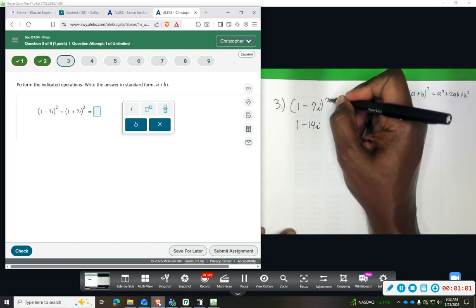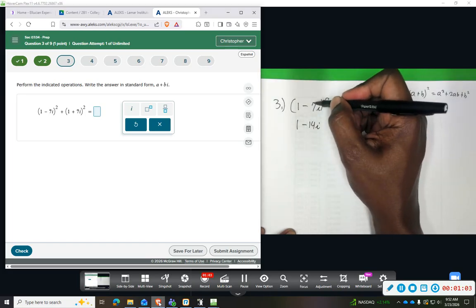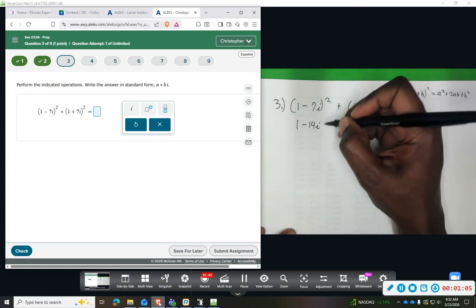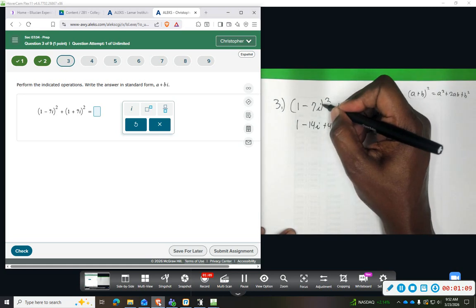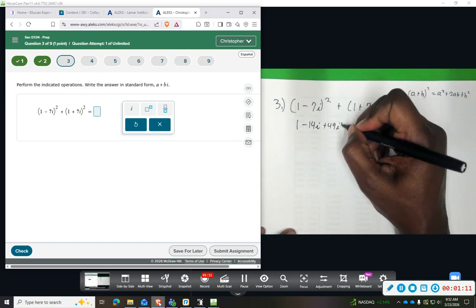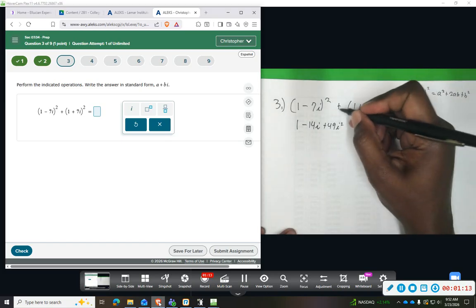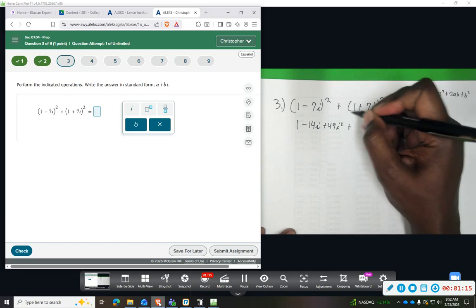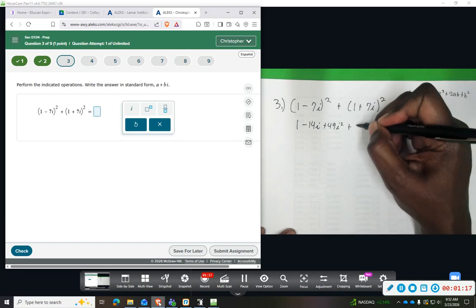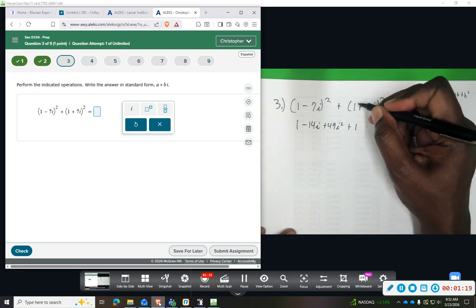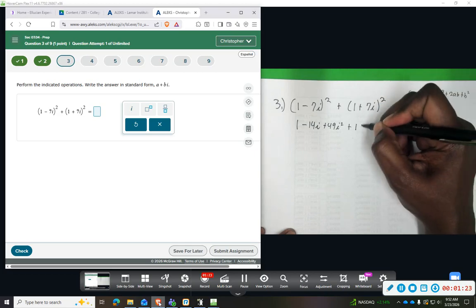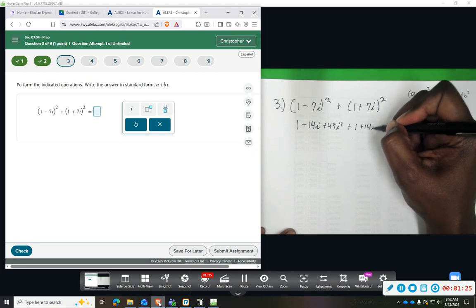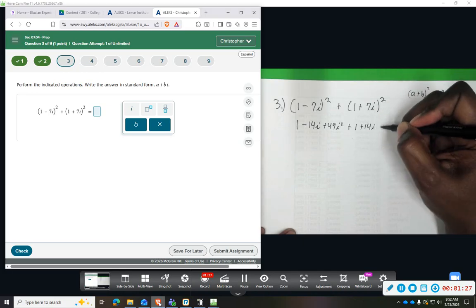And then you square the last term. That consists of squaring the 7. Negative times negative will be a positive. And then you square the i, you'll have an i squared. Then we will do the same with the second term. So we'll get 1 when we square it. Multiply 1 times 7, you get 7. Double it, you get 14. So plus 14i. And then you square the last term, that'll give us a positive 49i squared.